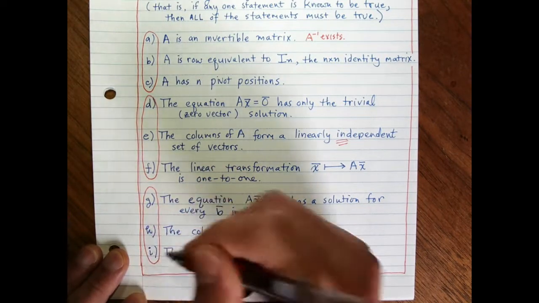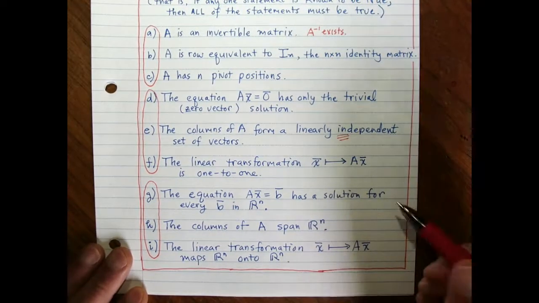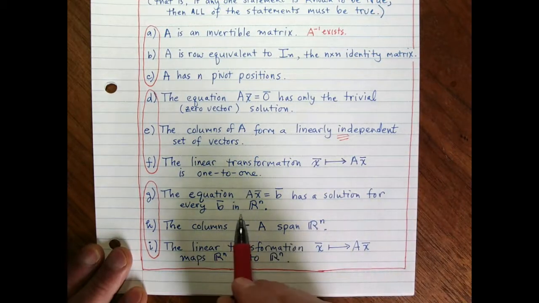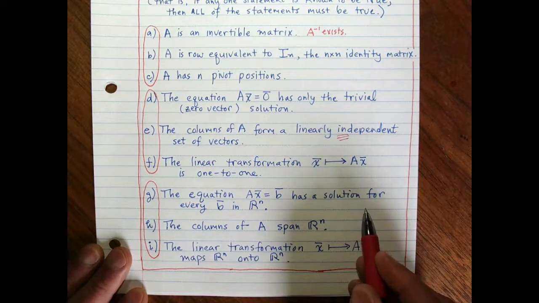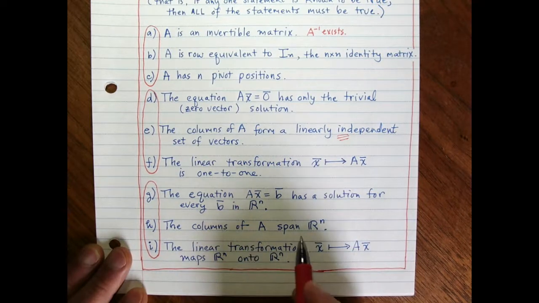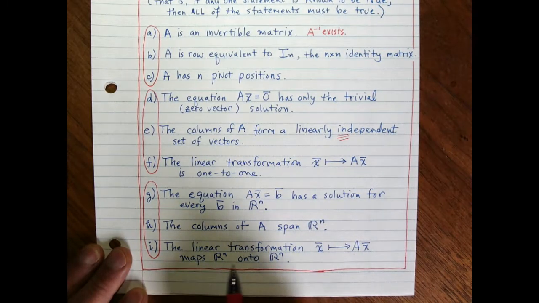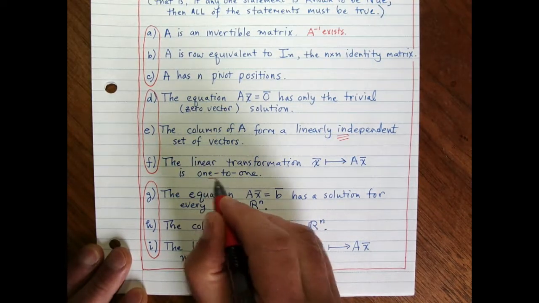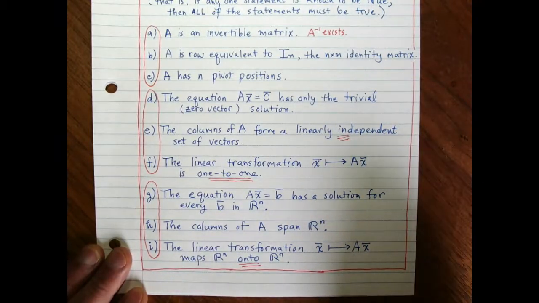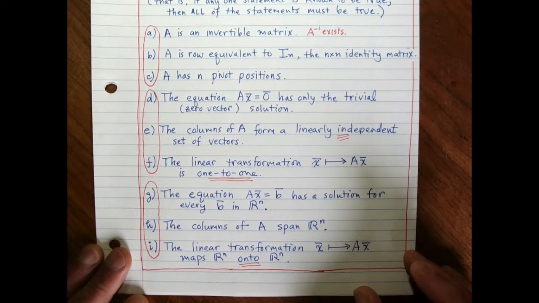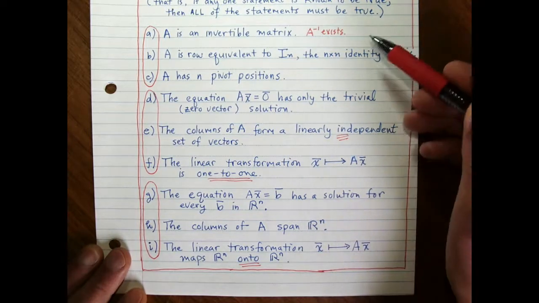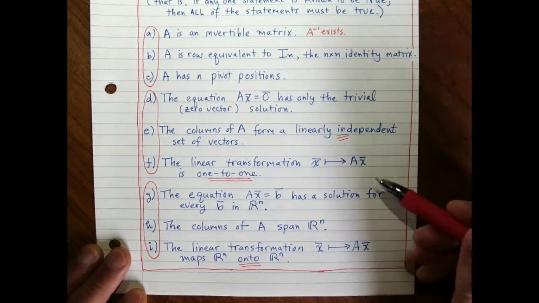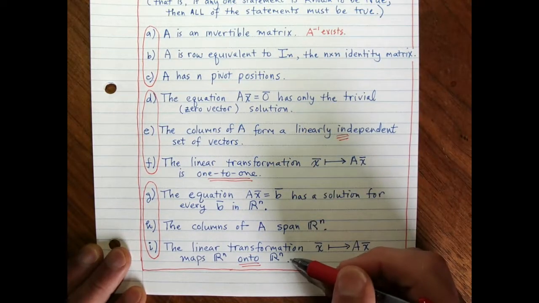And also, it helps if you group G, H, and I together because we also talked about how these statements are equivalent in chapter 1. The equation Ax equals b having a solution for every b, the columns of A spanning Rn. Those are different ways of talking about the onto-ness. Those are all statements about onto. The previous three are all related to one-to-oneness.